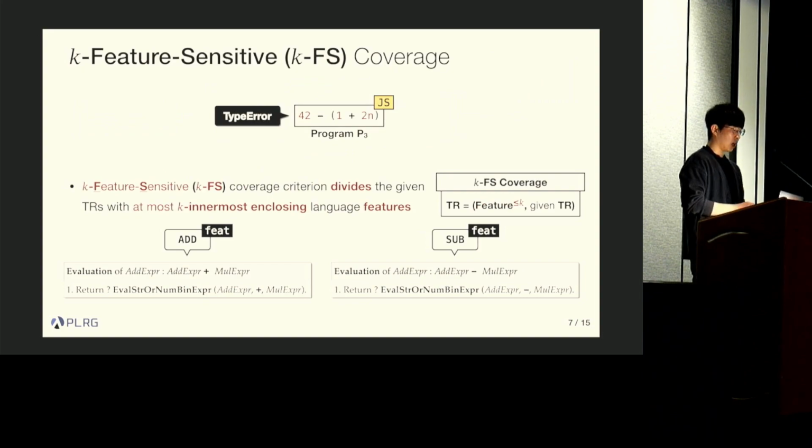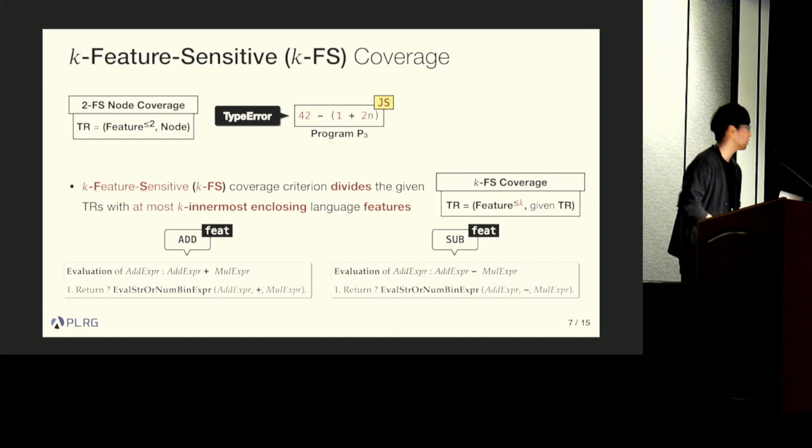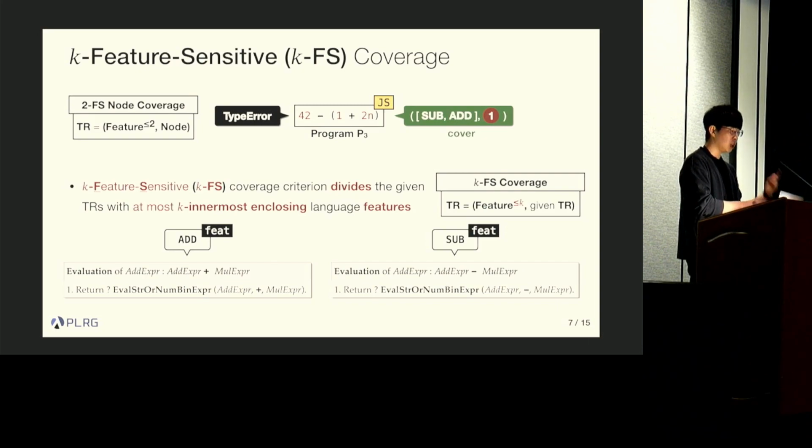It means that we track not only a single feature, but at most k features in the test requirement. So if we measure two feature-sensitive node coverage for the program P3, now P3 also covers node 1, but the innermost enclosing feature is add, and the next innermost one is sub. So this program P3 covers this TR. So I introduced the core idea of feature-sensitive coverage criteria, but they still have a limitation.